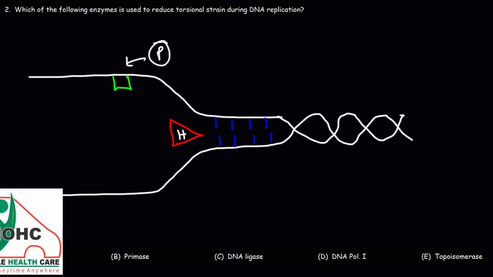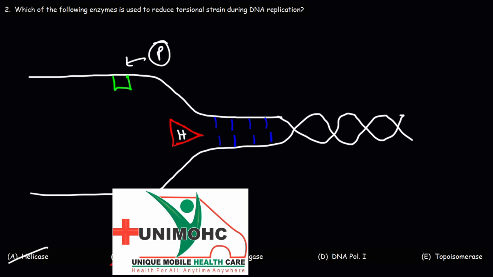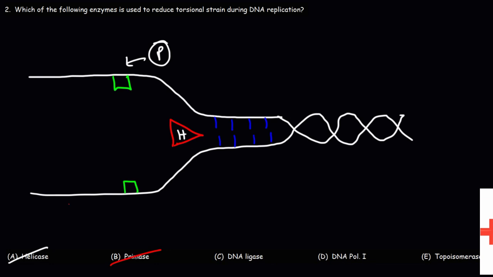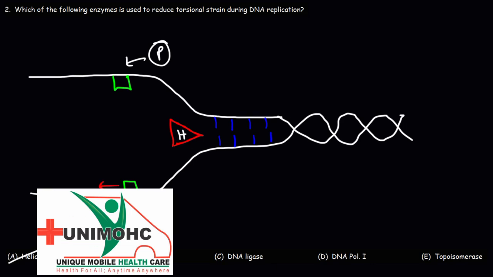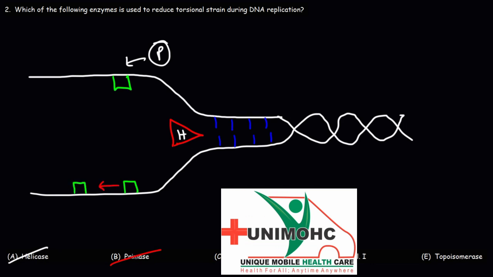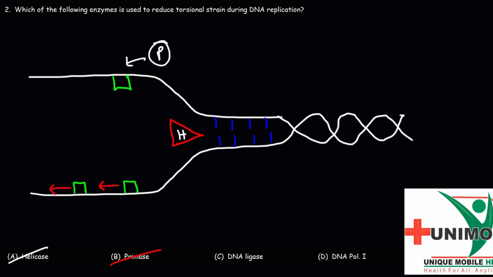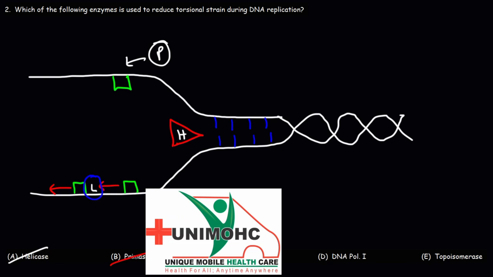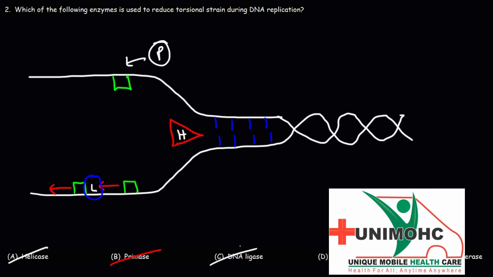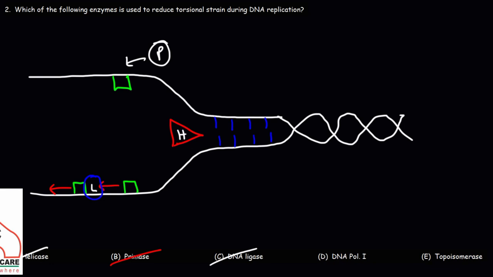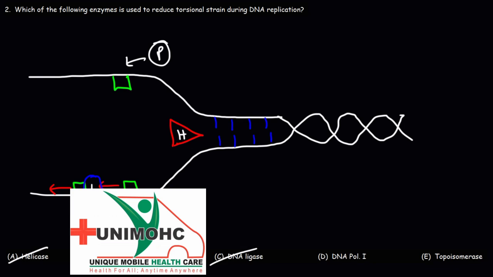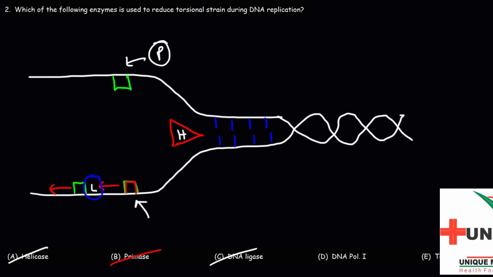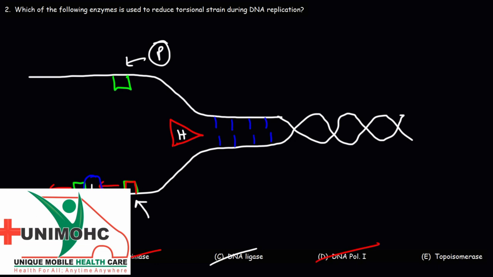Ligase is the enzyme that seals the nicks that are formed in between the Okazaki fragments. So ligase will be here. DNA polymerase 1 is the enzyme that removes the RNA primer and replaces it with DNA material.